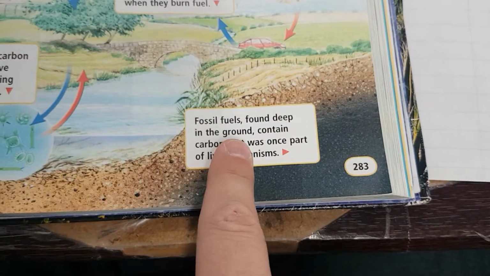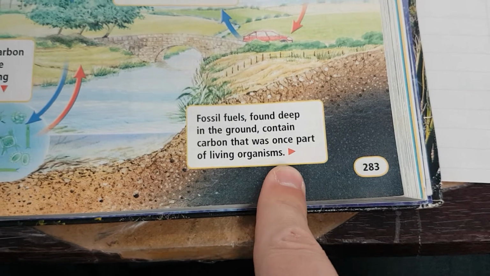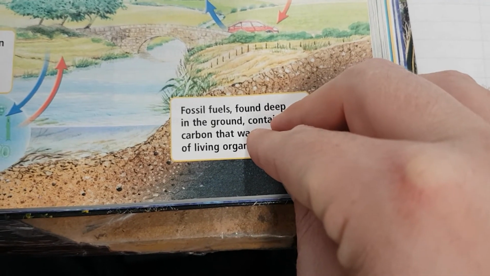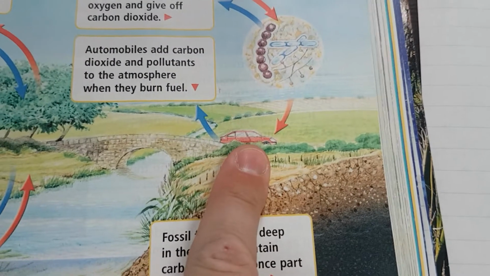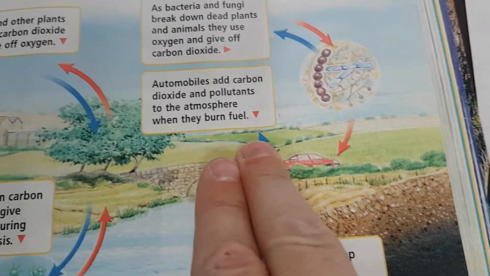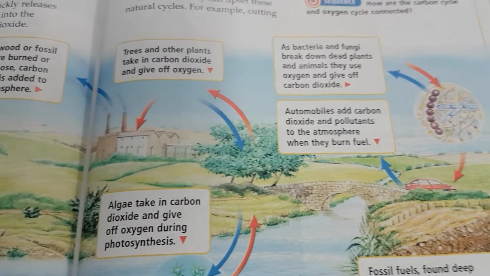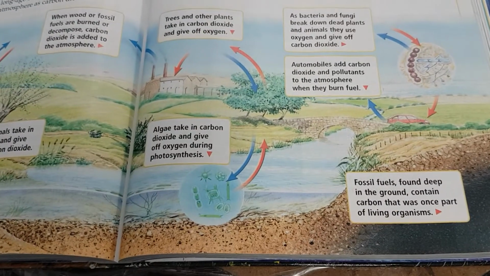Fossil fuels found deep in the ground contain carbon that was once part of living organisms. So if that carbon is underground, nothing's happening to it. But if we burn it and use it, then we end up putting more of this blue carbon dioxide out into the atmosphere, and it ends up being more than the plants and the algae can handle.